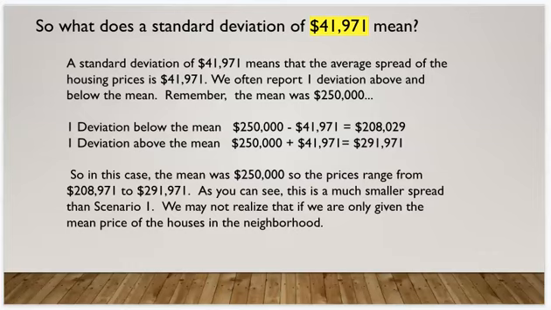$41,971. And again, we often report one standard deviation above and below the mean. So in this case, our housing prices ranged from $208,029 to $291,971. This is much closer together than scenario 1. We might not realize that if we're given the mean price again.